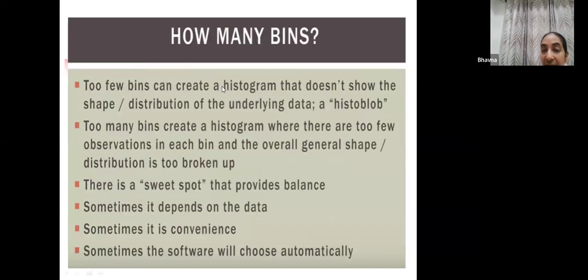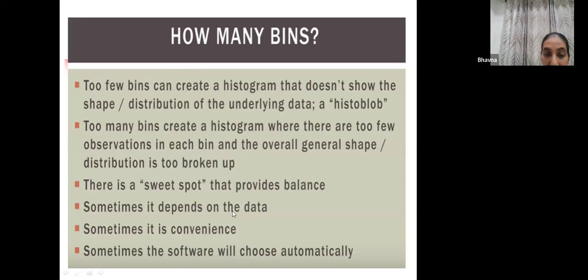Too few bins can create a histogram that does not show the shape or distribution of the underlying data, which is called a histoblob, okay? Too many bins can create a histogram where there are too few observations in each bin and the overall general shape or distribution is too broken up. We'll talk about this with examples. There is a sweet spot that provides balance.